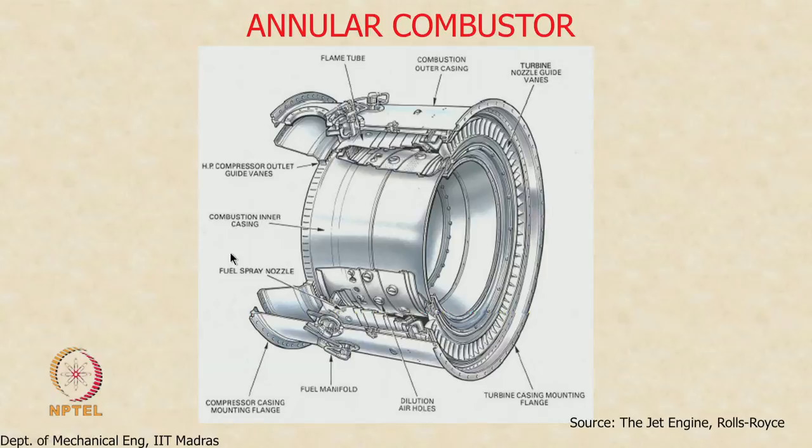Now, the next one is the annular combustor. Okay. So, here you can see this side connects to the compressor, this side connects to the turbine, and you see the passage for the shaft, you see the inner liner or the inner casing, you see the outer casing, and then you see the liner. So, here is the liner or the flame tube. So, this goes in the entire circumference. Combustion takes place across this annular space, right.